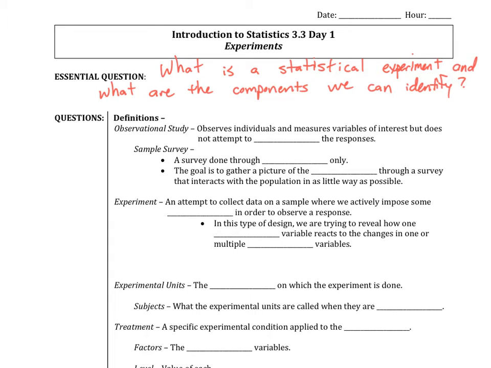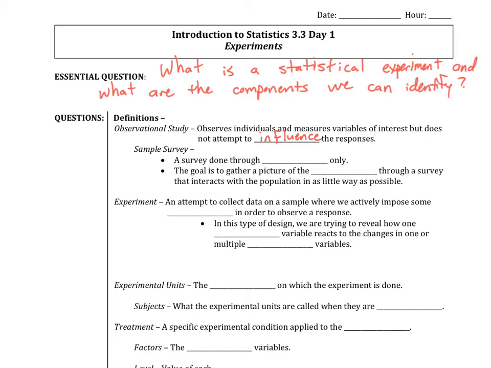So an observational study is you observe individuals and measure variables of interest, but does not attempt to influence the response. So what that means is you sit back and you observe. You do not influence or change how things happen.